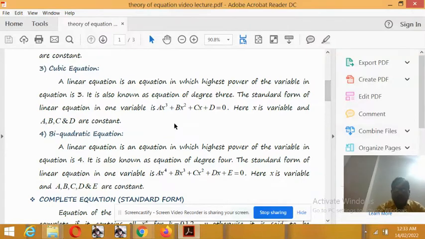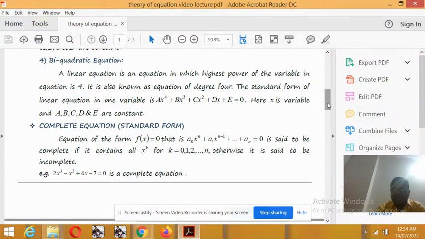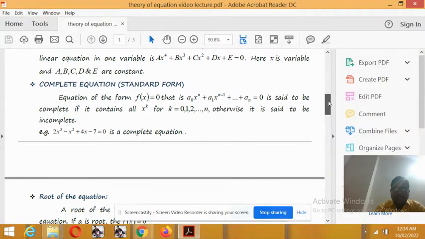Similarly, we go to the cubic equation. The equation of degree 3 is known as the cubic equation. The standard form of the cubic equation in one variable is given by ax cube plus bx square plus cx plus d equal to 0, where x is a variable and a, b, c, d are constants. Similarly, the biquadratic equation. The biquadratic equation is an equation of degree 4, and it has the same type of standard form in one variable.